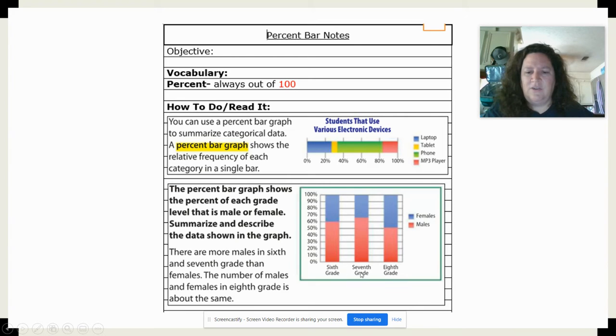So in the 6th grade, 7th grade, and 8th grade, you've got a different number of males and females, which kind of makes sense because it'd be kind of creepy if every single grade level had the exact percentage of boys and girls. To a teacher, that's a little bit creepy.